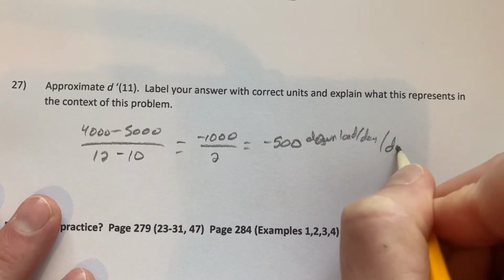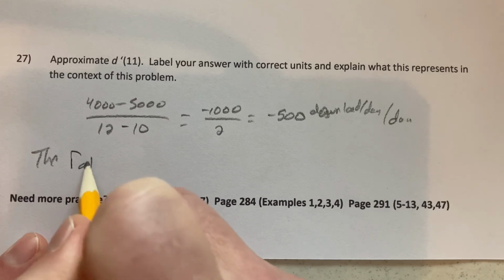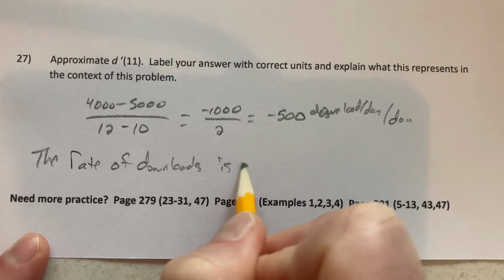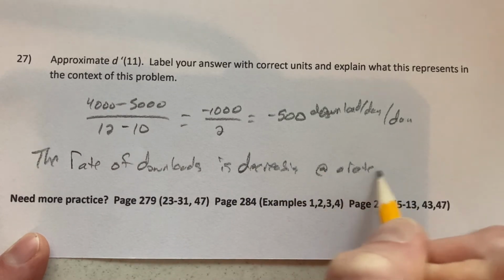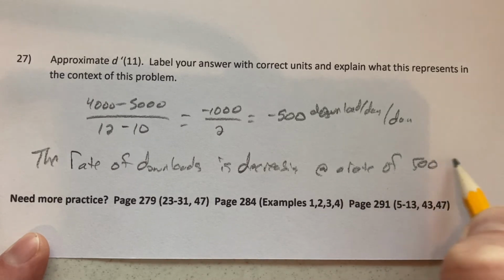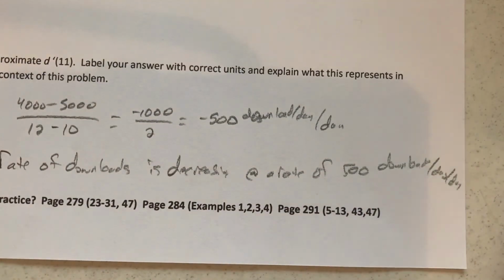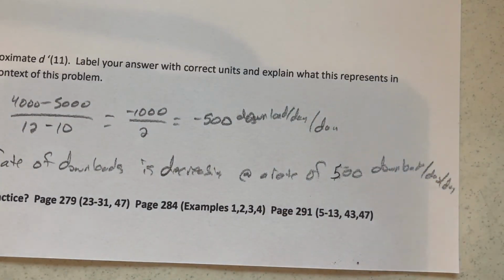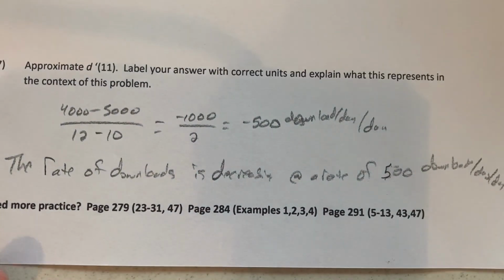So in other words, the rate of downloads is decreasing at a rate of 500 downloads per day per day. All right. So this is a rate of the rate. That's what this is describing. Okay. The AP usually will give you a point for the value and then a point for the explanation. So there you go.